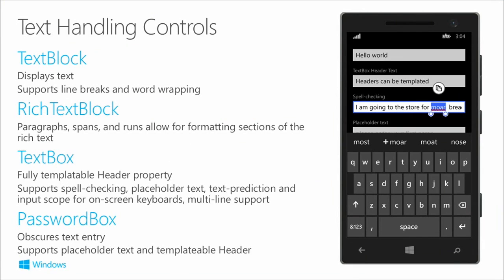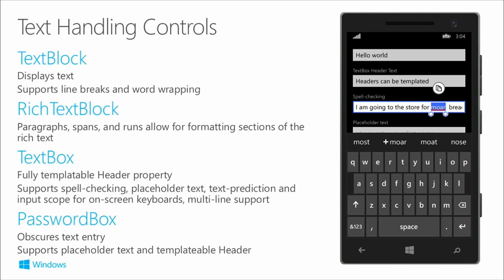If you're a Silverlight Windows Phone developer, you will be pleased to see lots of nice new features, such as these headers. Text boxes have headers. How nice is that? So you see in the graphic on the right, you've got text box header text and spell checking and placeholder text. Those are all just properties on the control. You don't have to have separate text blocks, so that's awesome.